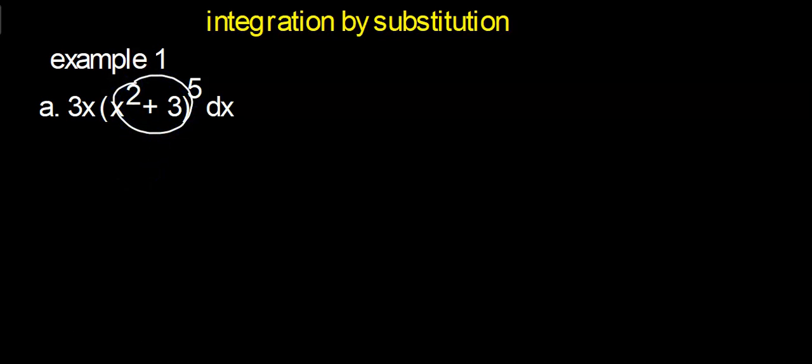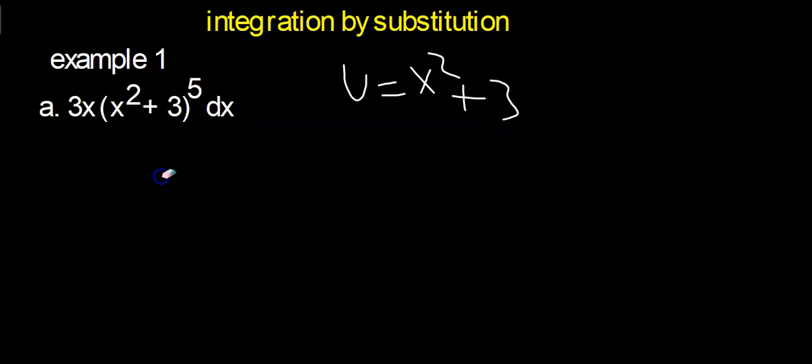The first step is to substitute this whole thing by u. So u is equal to x squared plus 3. The next thing you have to do is find the value of dx. To find it, du is equal to the derivative of this whole part, which is 2x. The 3 is a constant, so its derivative is 0, and I don't have to write it out. So du equals 2x dx.